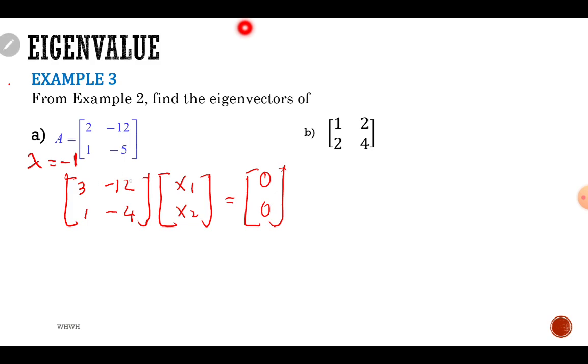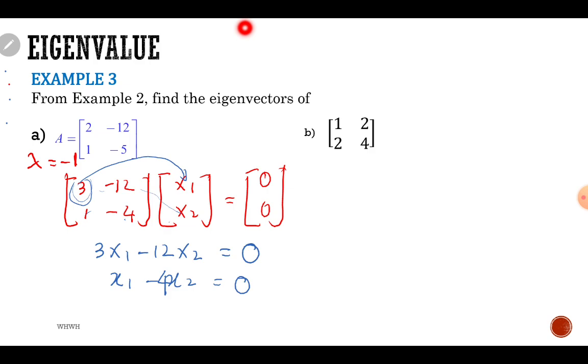So macam mana kita nak tahu nilai X1 and X2 yang sesuai? Of course, you have to evaluate this matrix operation. So we are to multiply 3 darab dengan X1. So we have 3X1 minus 12X2 sama dengan kosong. Betul tak? Because this is just a matrix operation kan. So darab je lah. And samakan dengan your right hand side. And then we have X1 minus 4X2 sama dengan kosong.